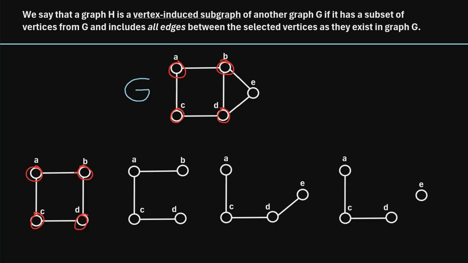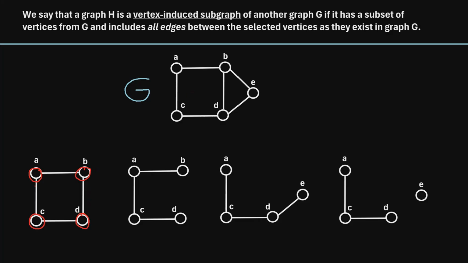We can also see that each of the edges that exist in this graph also exist in the original graph G. So because all the vertices and all the edges in this graph also exist in the original graph G, we would say that this graph is considered a subgraph of G. But to be considered a vertex-induced subgraph, it means that each of these vertices in this graph should be connected by all of the edges that they're connected by in the original graph.